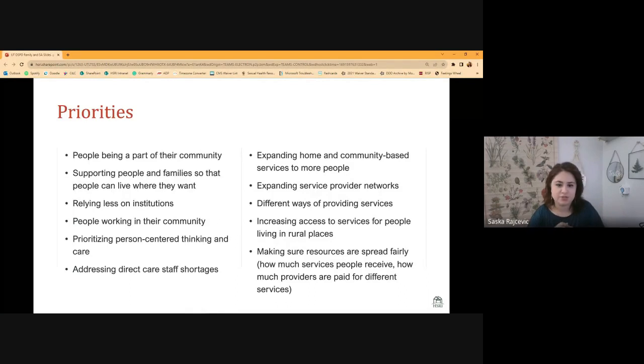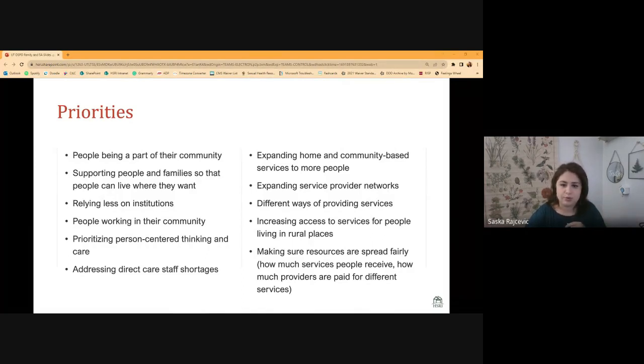Expanding home and community-based services, including looking into the ways that we can eliminate an all or nothing model, where people either have access to all services or they are on a waiting list and have access to no services.